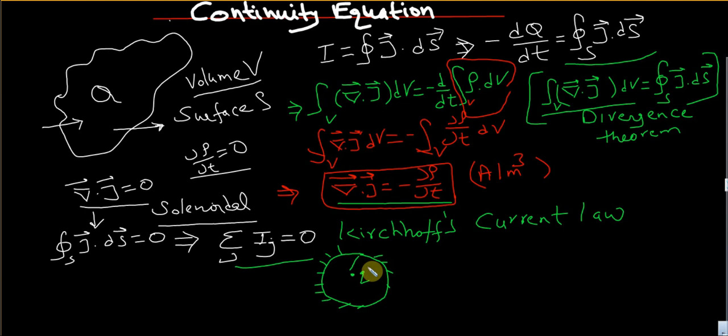So inside a conductor, we can say that rho is equal to 0. That's why the electric field inside a conductor is 0. All the charge exists on the surface of the conductor. So we are going to prove that by using this continuity equation.